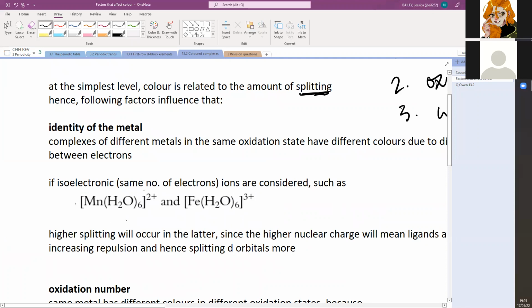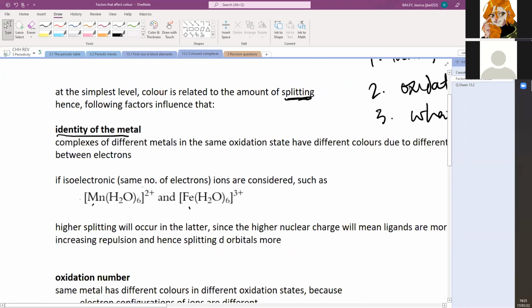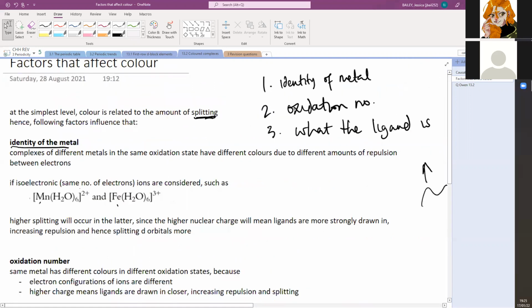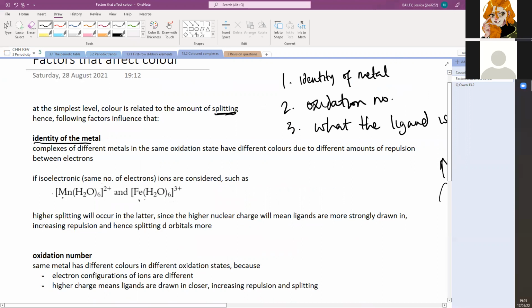So if the question was, why does manganese 2+ with water look different to iron 3+ with water? The first thing you can comment on is always what the metal is. So I would just say, since the metal is different, the amount of splitting that occurs is different. That's literally all you have to say. There's an explanation as to why certain ones will affect certain things, but if your ligand is different, then you'll get completely different answers. So don't bother too much with understanding the theory, just remember these three statements.